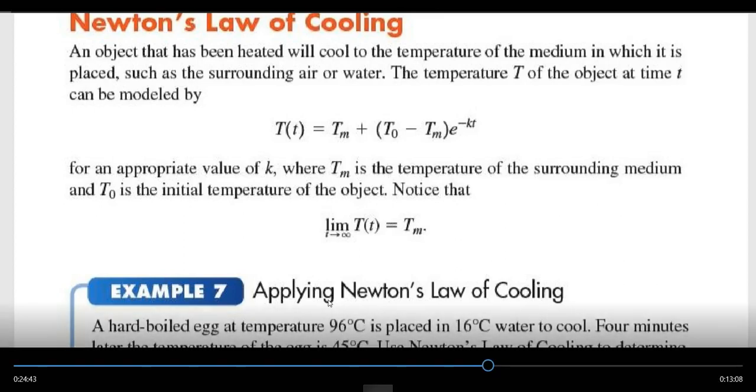An object that has been heated will cool to the medium in which it is placed. If you have a cup of coffee in your kitchen, the air temperature of the kitchen would be the surrounding air, and it has a particular temperature. Typically the coffee's hotter, so it's cooling down to that temperature. It says an appropriate value of K, and that K would belong to that particular situation, that coffee, that liquid, the medium of the object that you're cooling.